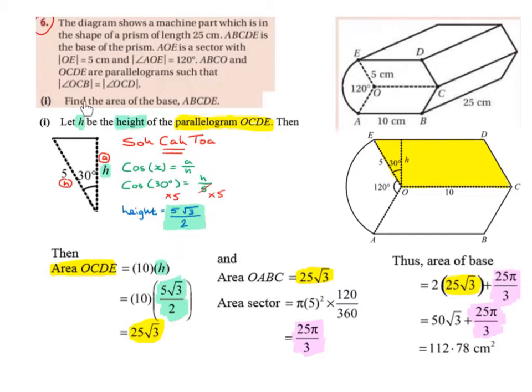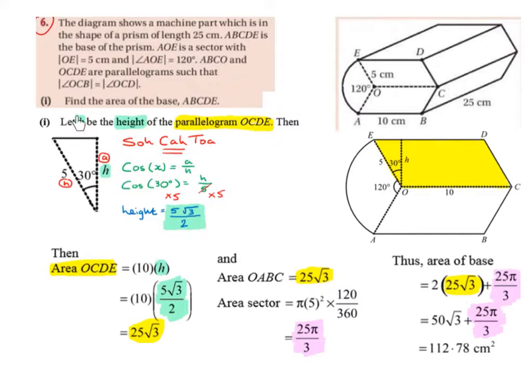Part 1, find the area of the base ABCDE. So we need to find the area of ABCDE, the area of the base of the prism, or the front of the prism, or you could call it the cross section of the prism.